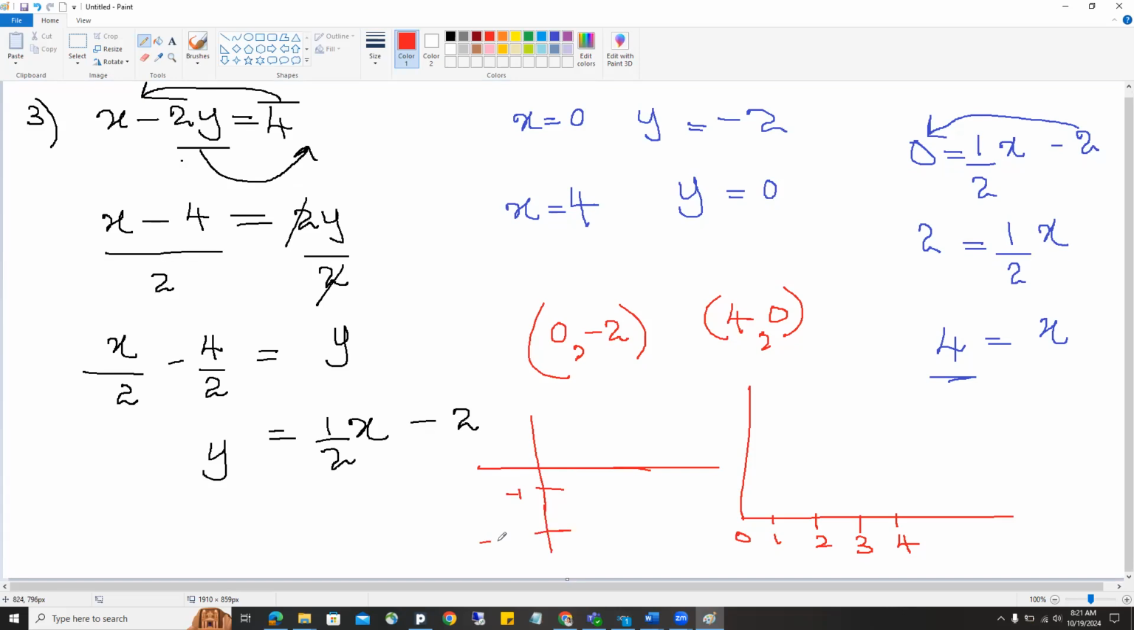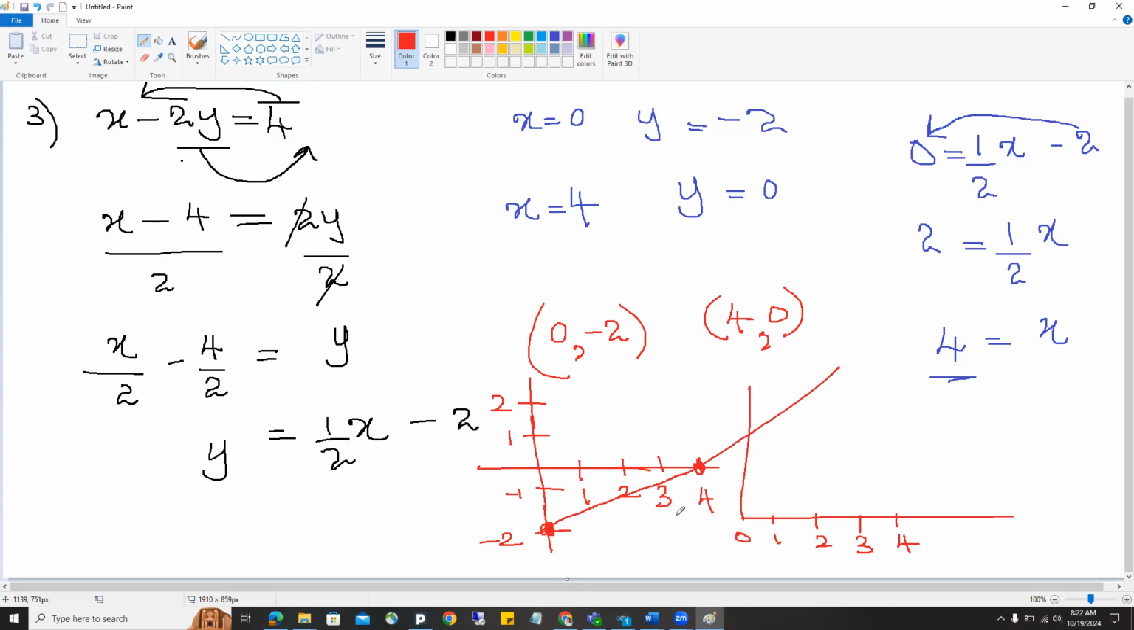Minus 1, minus 2. Here we have 1 and here we have 2. So if it's 0, minus 2, then this one is 0, minus 2. 4, 0 means 1, 2, 3 and 4. 4, 0 means here. Okay, 0, minus 2 and 4, 0. That means this. Okay.